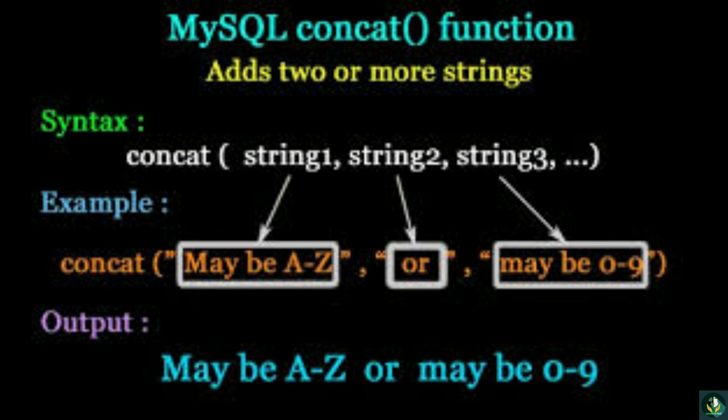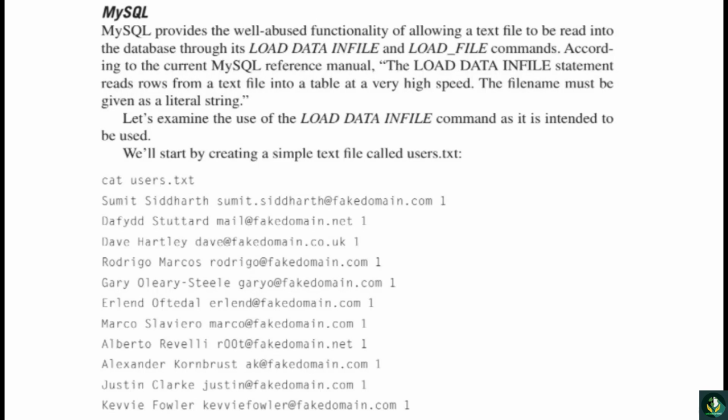Watch this picture. MySQL concat function and string value must be maybe A to Z, or string, maybe 0 to 9. Syntax and example, and output is maybe A to Z or 0 to 9 including value.